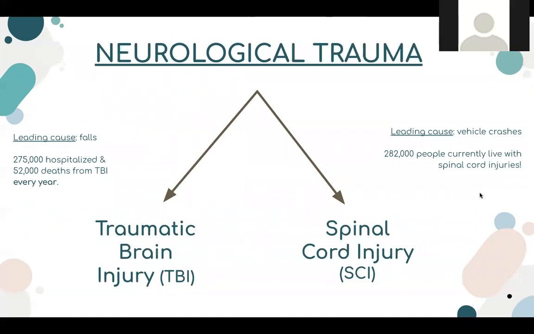The next neurological illness we will be discussing is neurological trauma. This illness can be classified into two specific categories: traumatic brain injury and spinal cord injury. Something interesting about traumatic brain injury is that the leading cause of this injury is falling. About 275,000 people are hospitalized every year because of this.